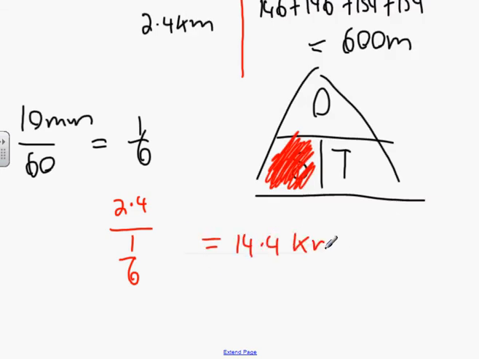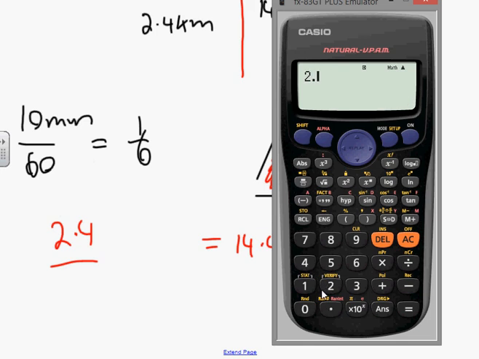Could you not just times it by 6? If you times it by 6, you have to times the distance you covered by 6 as well. So you're right, you'd get the same answer. I'll show you another way. Remember we were talking about the calculator the other day and how it does minutes? 2.4 divided by 0 hours, 10 minutes, press the change button, and it gives 14.4 kilometers an hour. It's another way of doing it.